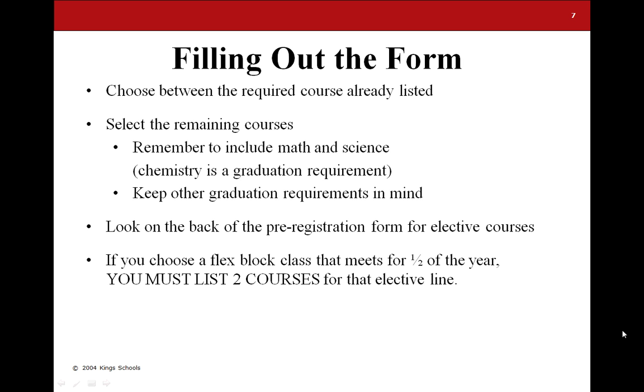Let's take a minute to talk about filling out the pre-registration forms. To begin, you will choose between the required courses already listed, for example, between English 11 and AP Language. You will then need to fill in all of the elective spots available. Include math and science, remembering to look ahead to your senior year. Will you take math or an algebra-based science in your senior year? This may guide your math and science choices for 10th and 11th grade.